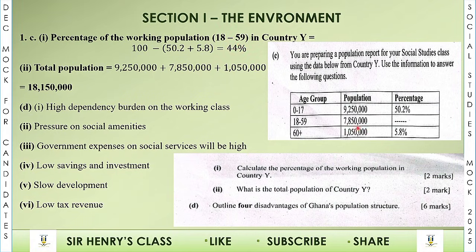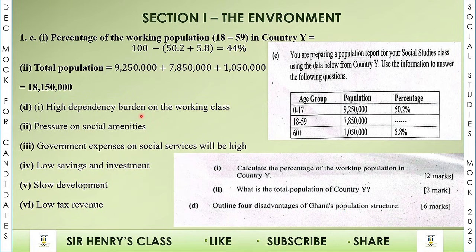So in order to find the percentage, the total percentage is 100. And we already have 50.2 for 0 to 17 and then 5.8. So we sum these two numbers up and then subtract it from 100. So the percentage of the working class is 44%. Now, II says the total population. The total population is calculated by summing the 3 different populations we have here. And your answer will be 18,150,000.